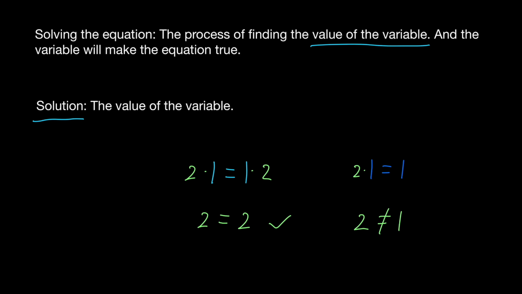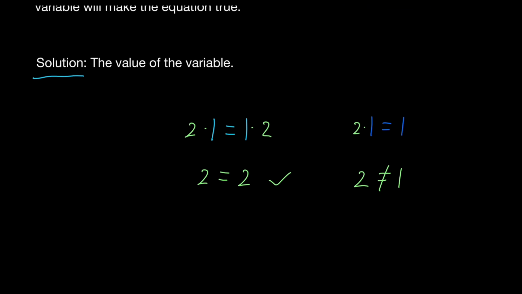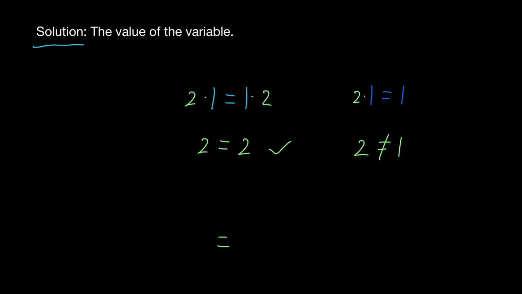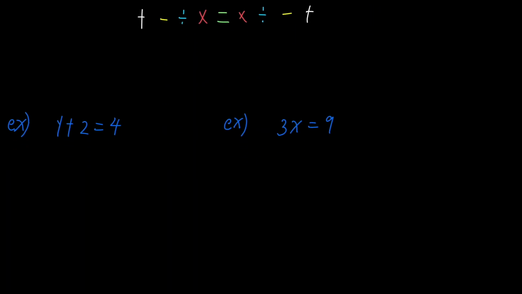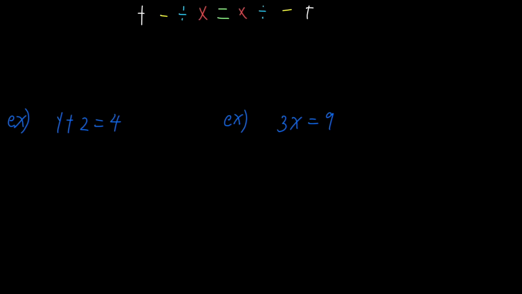So to keep it balanced, whenever you do the operations, you gotta do it on both sides. So let's say I have this equal sign. You want to do the operation. Let's say you want to do multiplication. You gotta do it on both sides. Same thing for division and subtraction on both sides and addition. So keep that in mind. And with that, we can look at some examples to learn how to solve an equation.